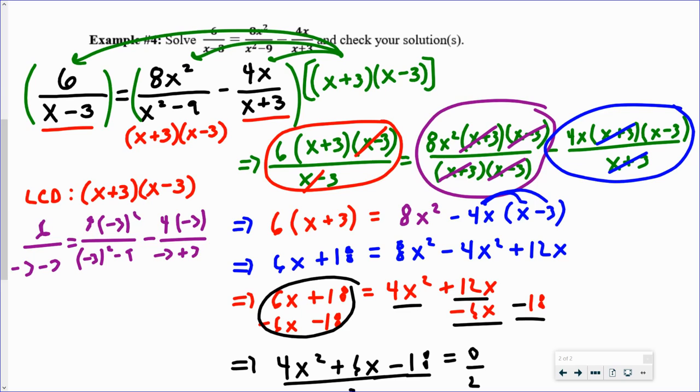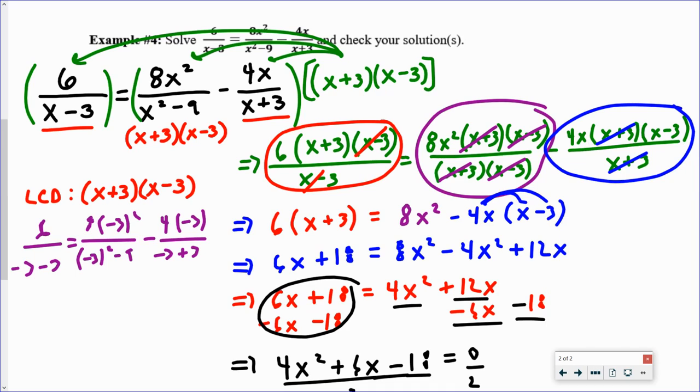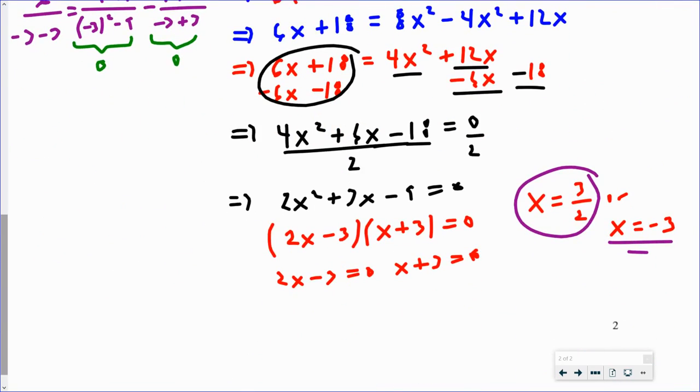And again, I'm sorry for the writing, but my computer is not liking this right now. So here's where the problem occurs. If you look at this denominator and this denominator, both of those denominators equal 0. And as you know, division by 0 is undefined. So the moral to the story here is that x equals negative 3 is not a solution to this equation. The only solution is x equals 3 halves. So this is an extraneous solution.